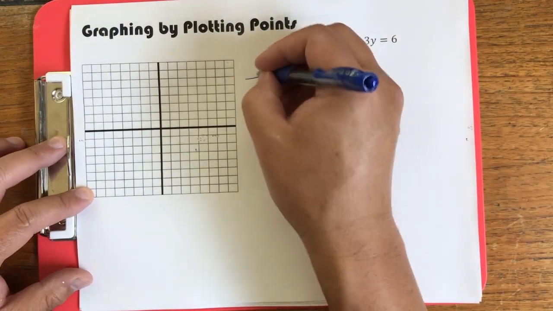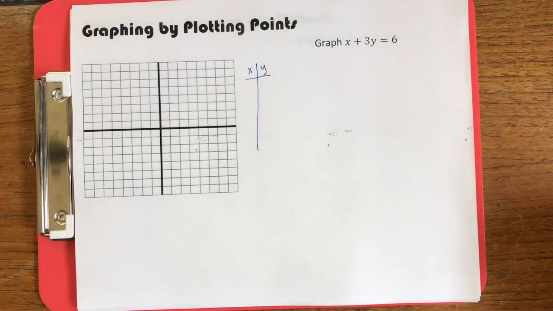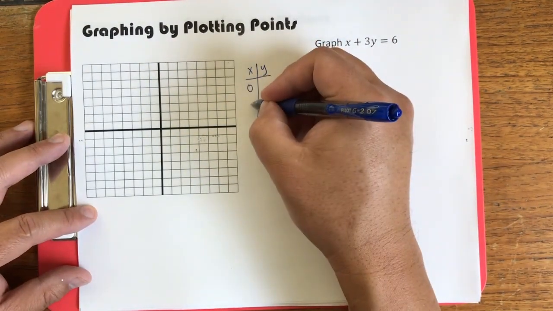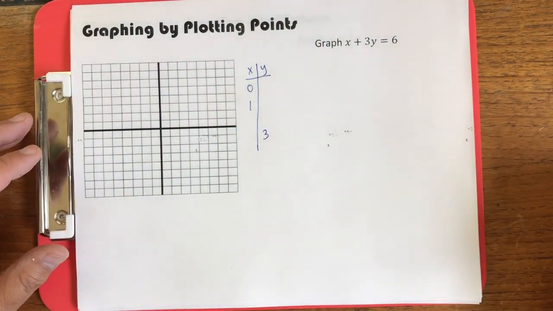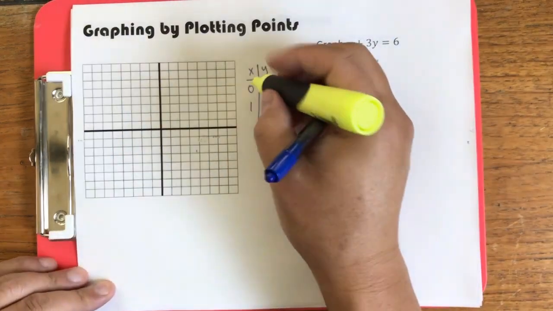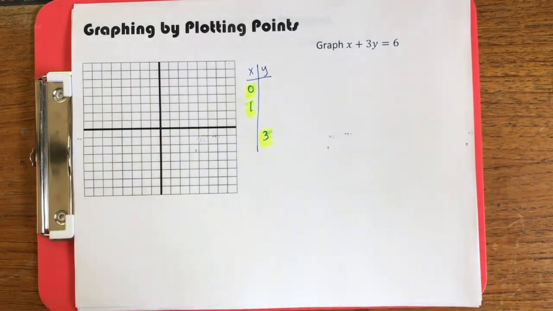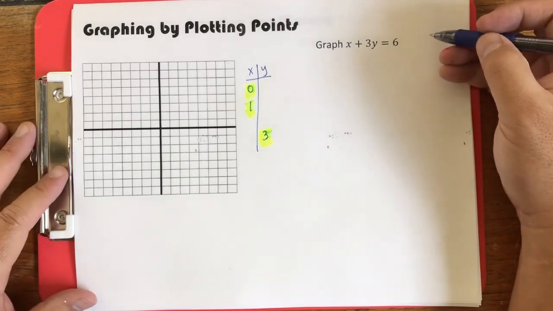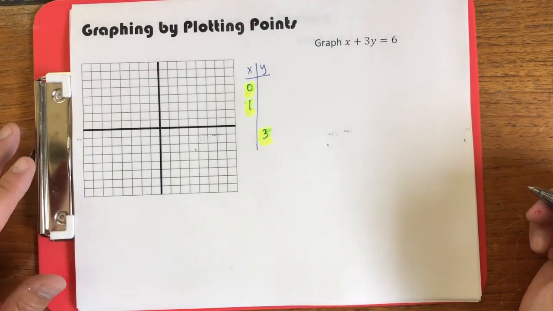So let's try doing this problem the way it's normally taught and pick three random numbers. I'll pick 0, 1, and let's pick 3 for the y, just to demonstrate that you can plug in a point for either the x or the y variable. I'm going to highlight these three points, so remember that these are the points that we initially plugged into our equation. So basically, this table is 3 different problems.